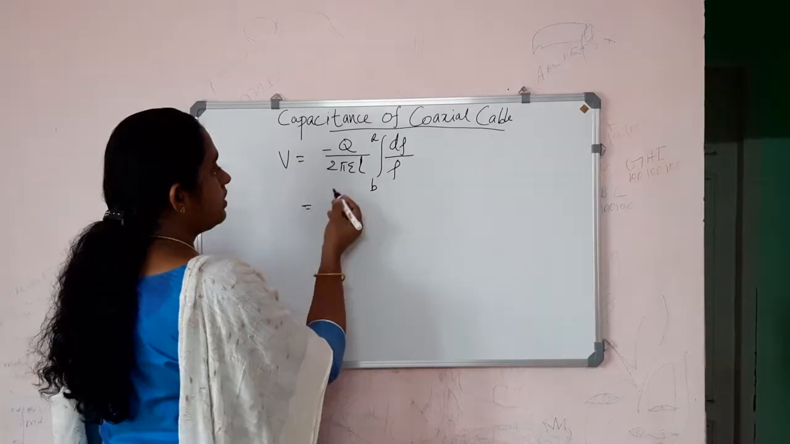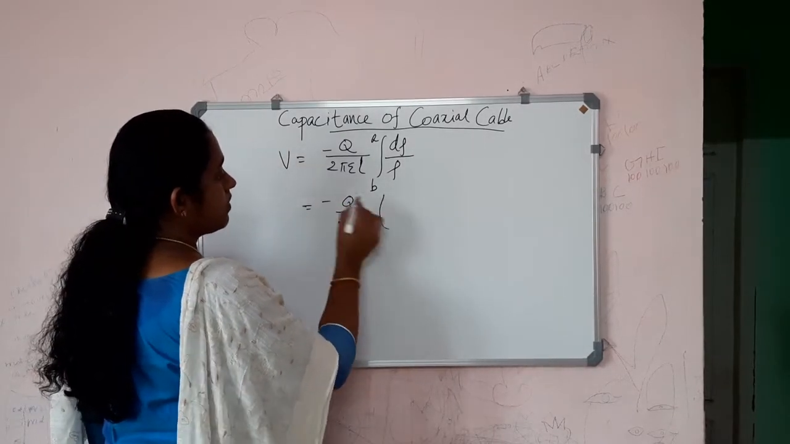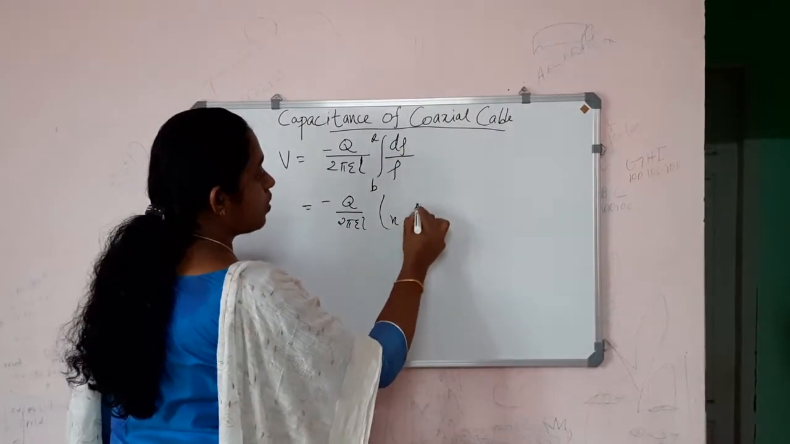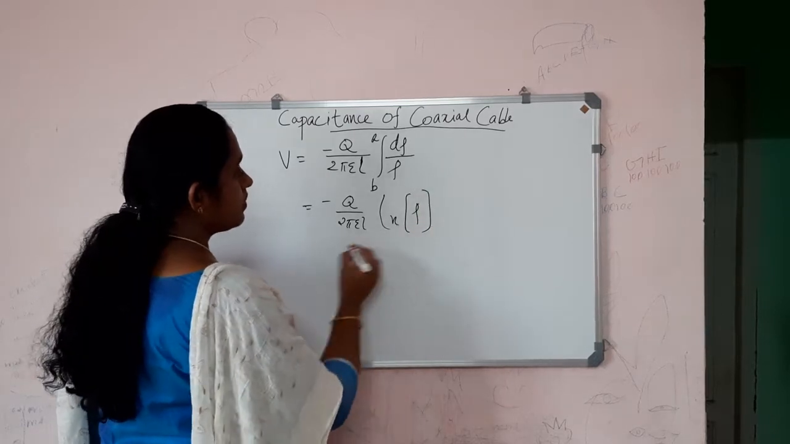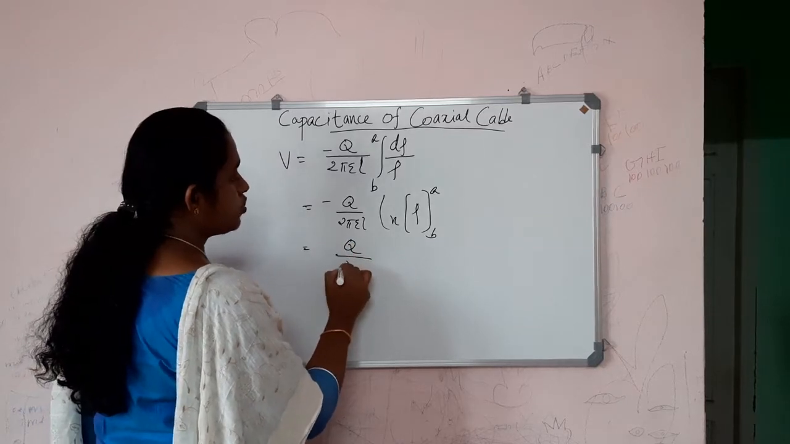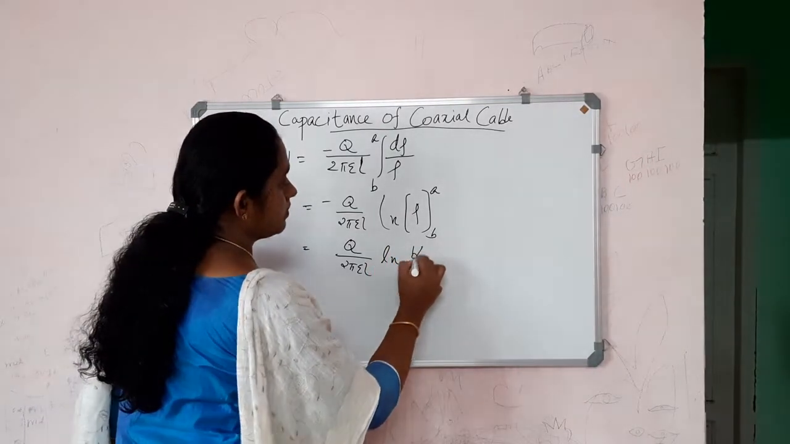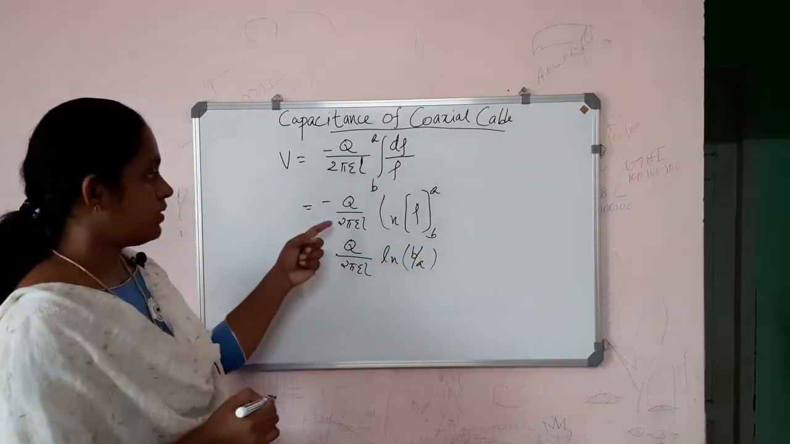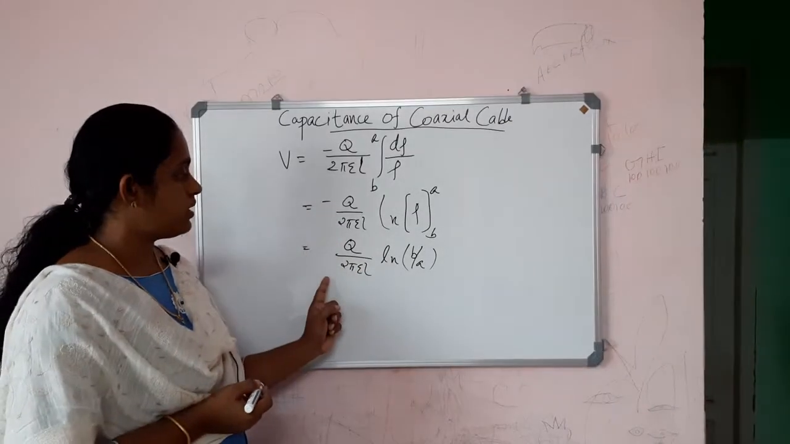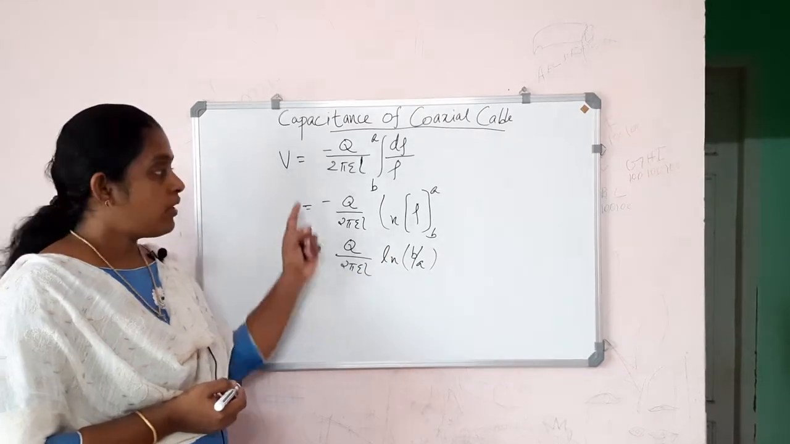Now take the limit. This becomes Q by 2 pi epsilon L minus 1 by rho. Integral is log rho. Then limit B to A. So this becomes, we can take it as Q by 2 pi epsilon L log B by A. This is actually log of A by B, but the negative is here. So this becomes Q by 2 pi epsilon L log of B by A. Now we got the potential V.